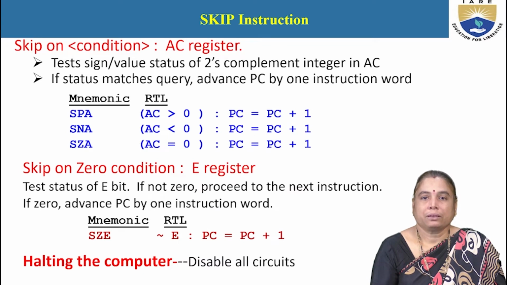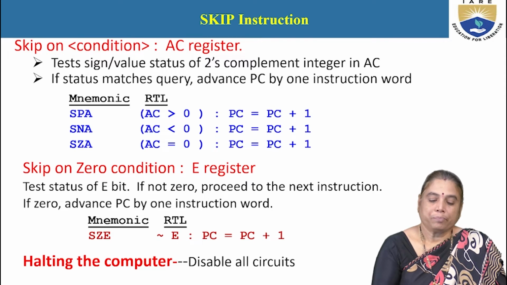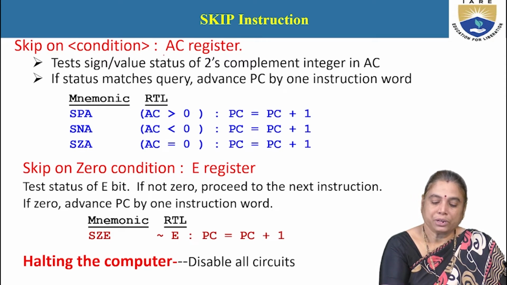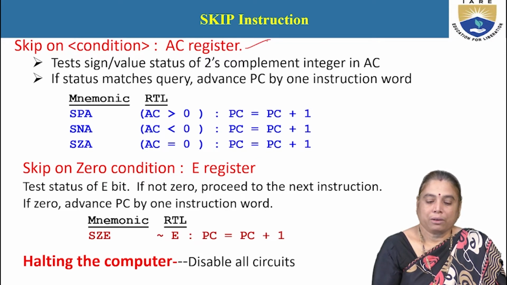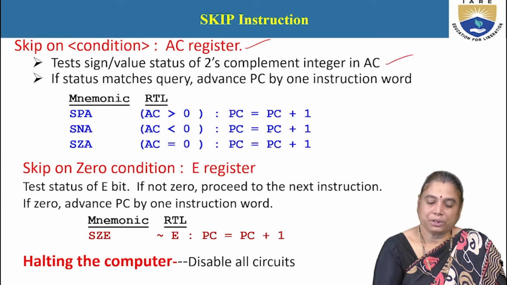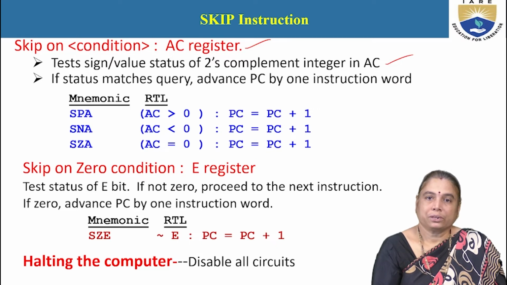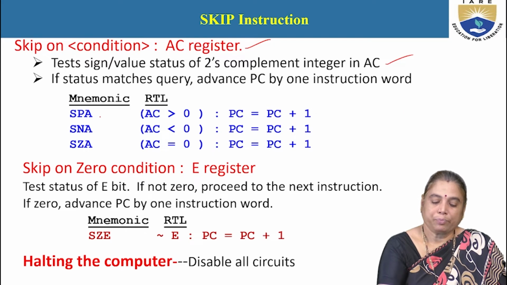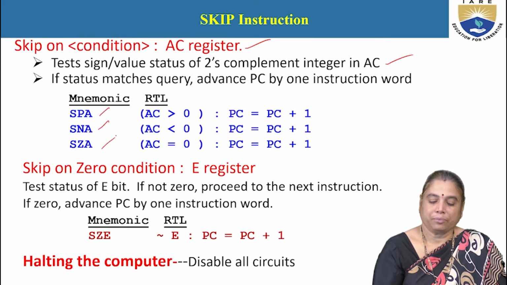Next are the skip operations in the register reference instructions. Skip on condition of the AC register value: test the sign or value status of the 2's complement integer in the AC. If the specified condition matches, advance PC by 1 instruction word. The instructions that come under this skip category are SPA, SNA, SZA.